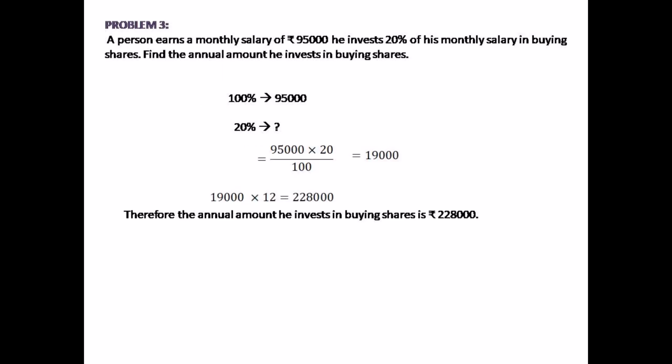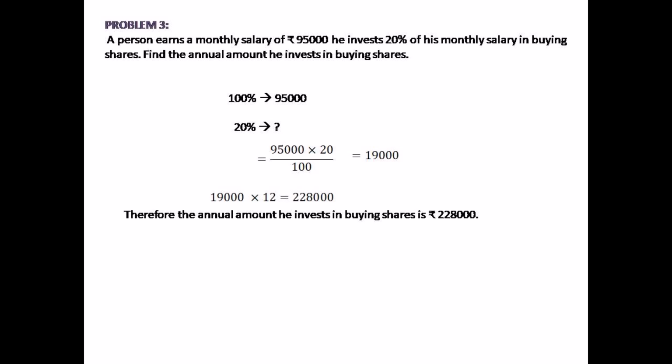A person earns a monthly salary of rupees 95,000. He invests 20% of his monthly salary in buying shares. Find the annual amount he invests in buying shares. If 100% gives 95,000, then 20% gives what?